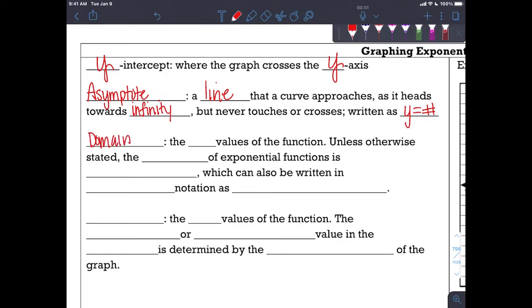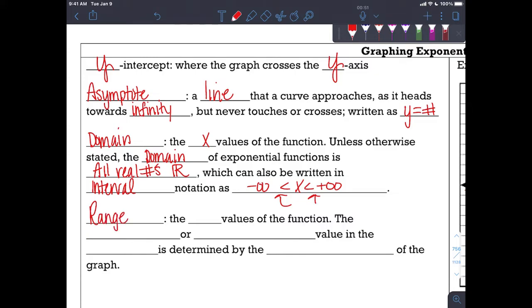My domain is the x values of a function. Unless otherwise stated, the domain of exponential functions is all real numbers, sometimes written as that little r, which can be written in interval notation as this. Remembering that we don't put those extra lines because you can't really be equal to infinity.